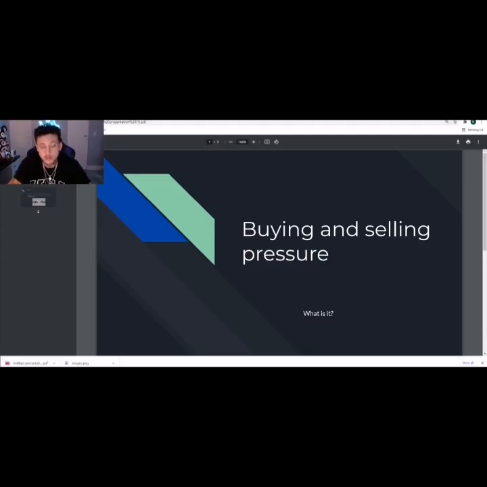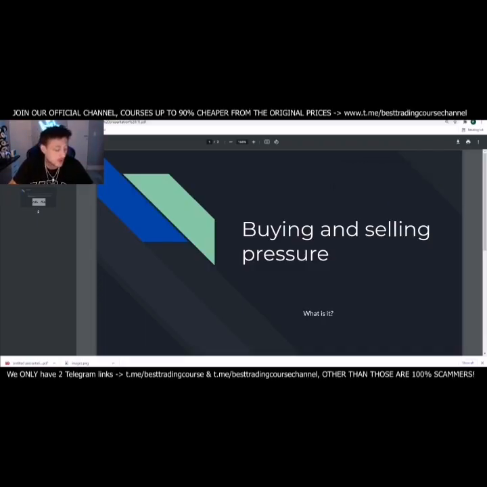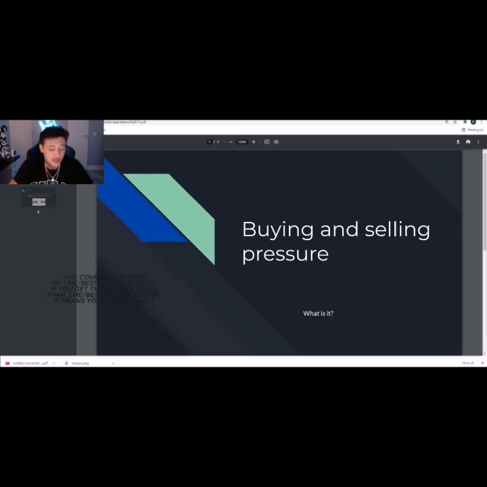Right, so this is going to be another concept that's going to help us find the higher probability setups in terms of support and resistance, supply and demand, and in terms of our methodology overall, because this is really what's going to help us make decisions when it comes to our supply and demand levels and our support and resistance levels, and that's buying and selling pressure.